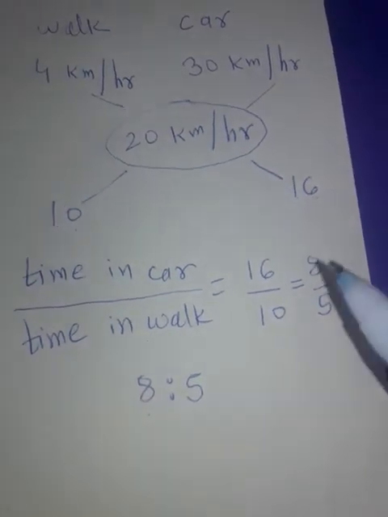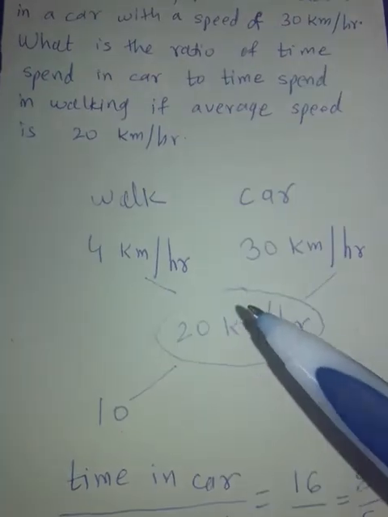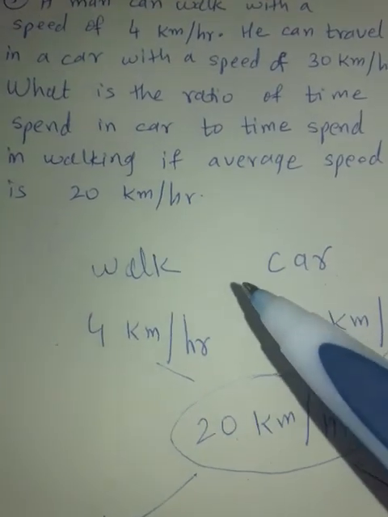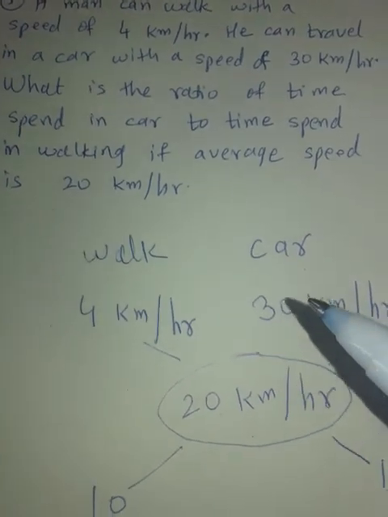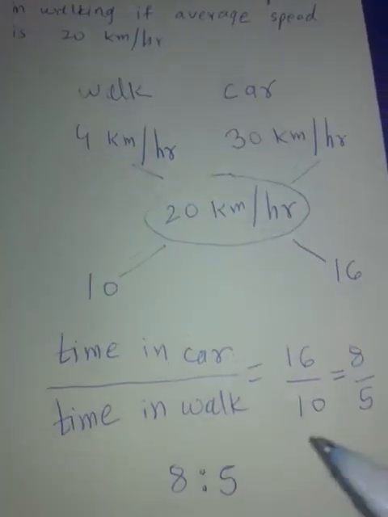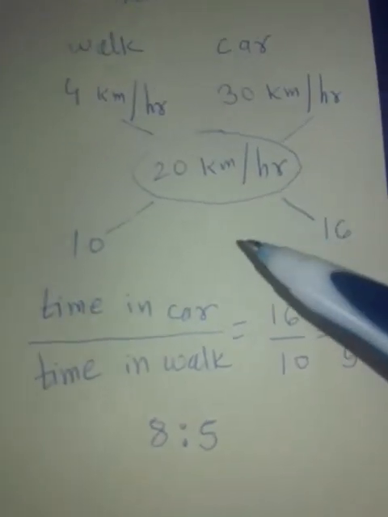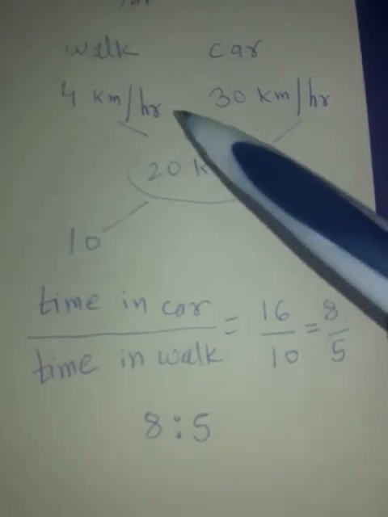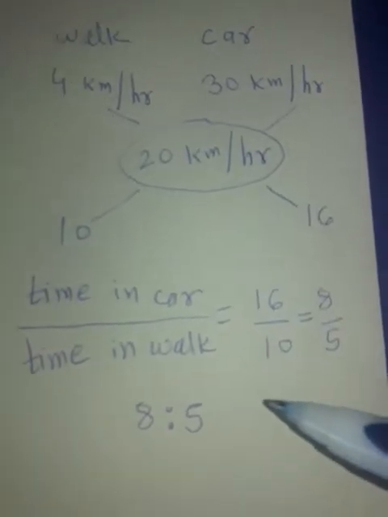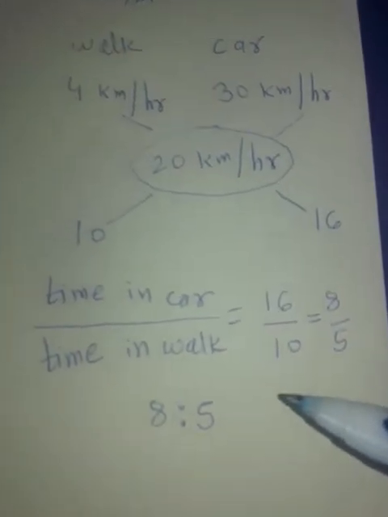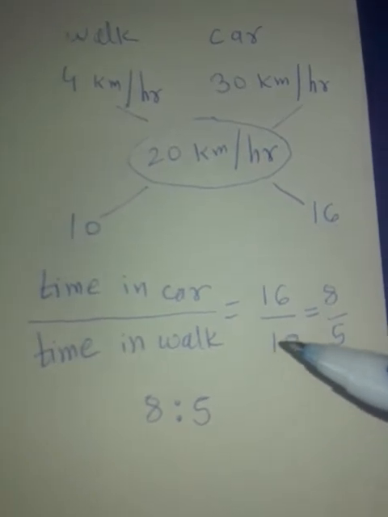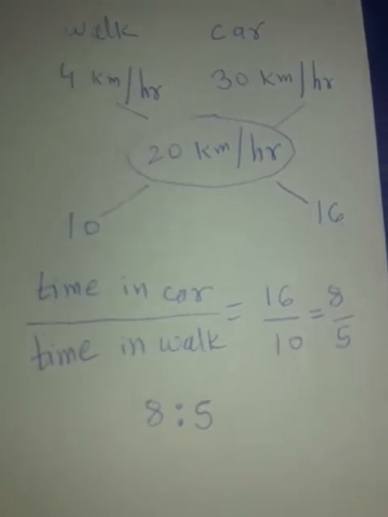Very clear? So here what we did, now there is a formula, speed is equal to distance upon time, etc. Did we apply anything here? We didn't apply anything. What we applied is rule of alligation, and this was solved orally in few seconds. So you can save lot of time when it comes to rule of alligation.